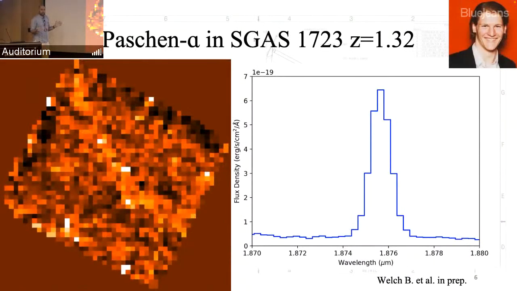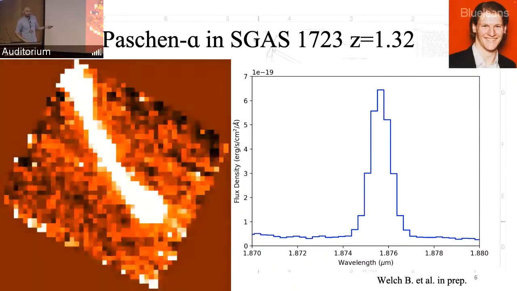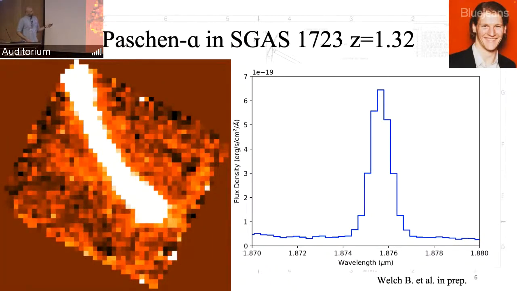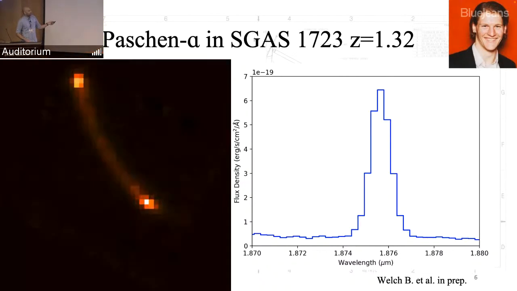Another exciting result, Paschen alpha at redshift 1.3. So I have to play this from here. I'm going to step through the different slices. You can see it is crazy bright. I'll change the color scale here in a bit to show the star-forming clumps.